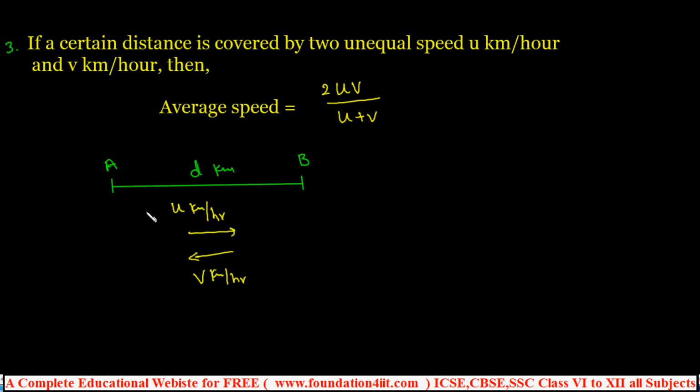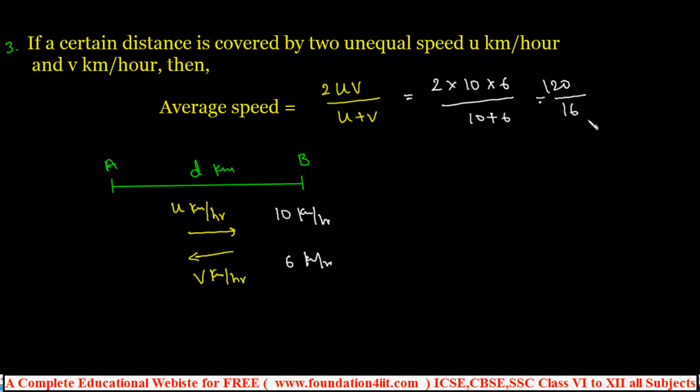For example, A to B is traveled with a bike and B to A is traveled with a cycle, at two different speeds. One is 10 kilometers per hour and one is 6 kilometers per hour. Then to find the average speed, you should not do 10 plus 6 divided by 2. This is a mistake most students make. To find the average speed, this formula will apply: 2uv by u plus v. Same, 2 into 10 into 6 by 10 plus 6. 6 into 2 is 12, so 120 by 16. You can calculate this, that is in kilometers per hour. This is one more shortcut trick we'll follow to find the average speed.